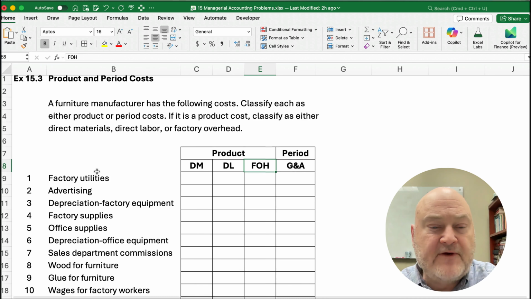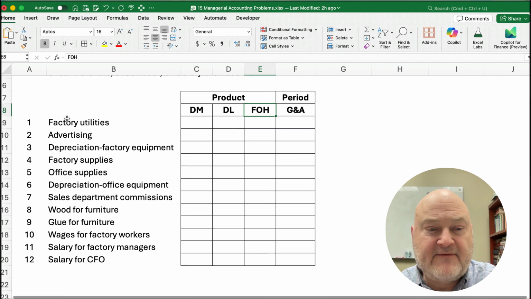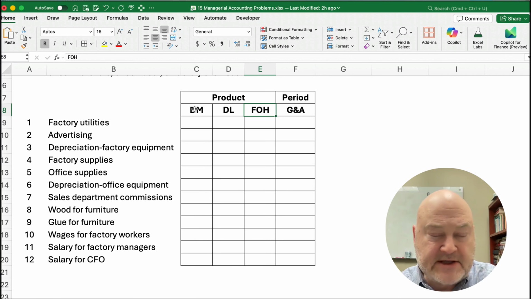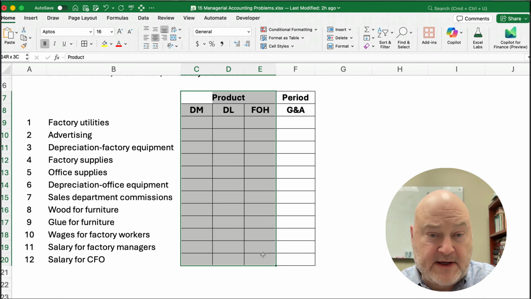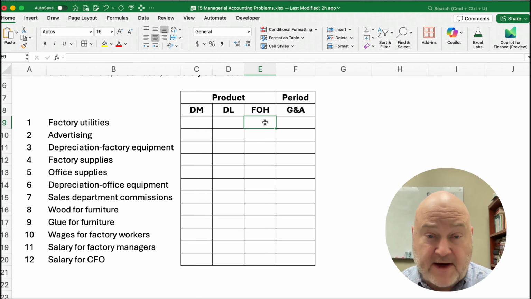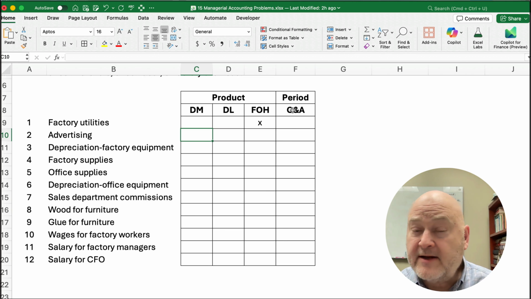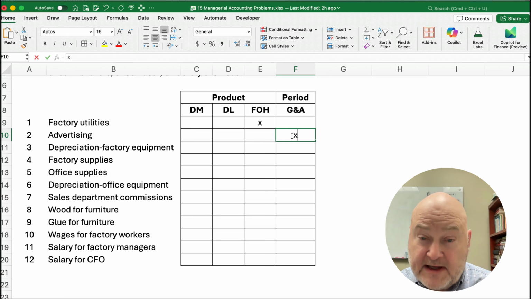So let's look at every one and put if it's product or period, and then if it's materials, labor, overhead. So factory utilities. If it says factory, here's a clue. It's going to be a product cost, not a period cost. So factory utilities is going to be part of overhead. All right. Advertising is a cost of selling our product. It's a general administrative expense or a selling expense. So that's going to be an expense, and that's going to be a period cost.